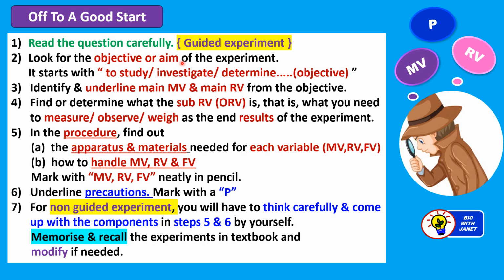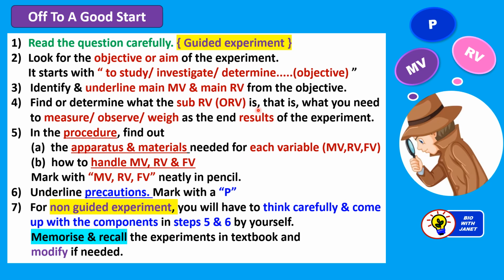Okay, so the first thing to look for is the objective or aim of the experiment. This should be at the very top of the question, and it starts with the words to study, investigate, or determine something. Right? That is the objective. So underline that, and from there identify and underline the main MV, or circle the main MV and main RV and write on top MV, RV. Right? So use a dark pencil to write clearly, and don't use ink. Alright, we don't want to dirty the paper. So everything should be done systematically and neatly.